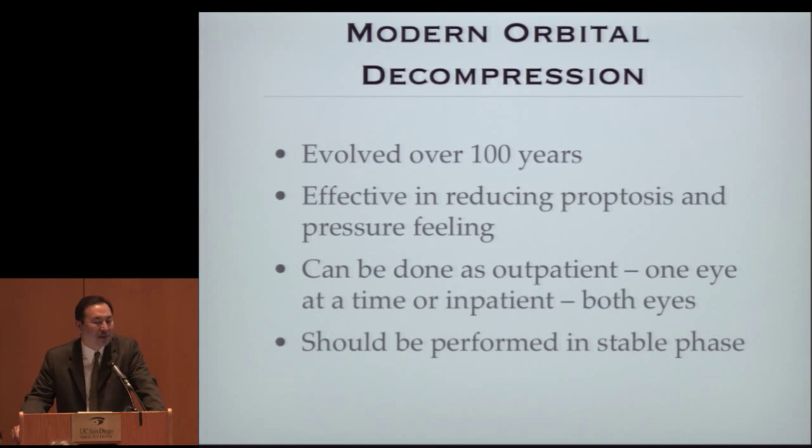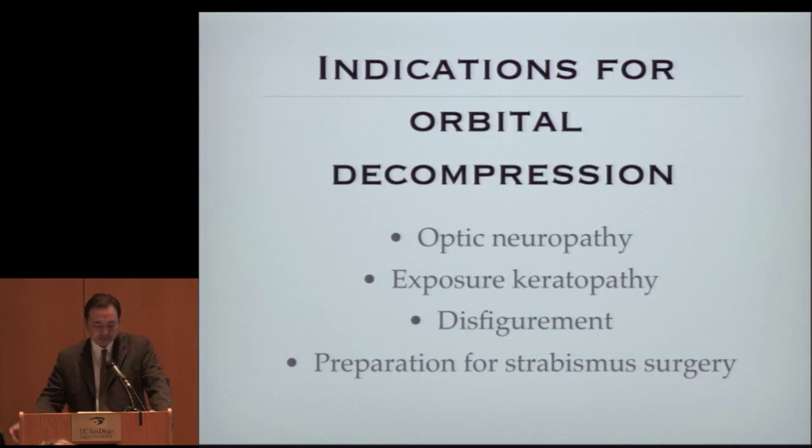We don't want to operate on patients while they're still changing. We may modify and do it earlier if we have to in patients that are losing vision, but for most of the time this is done after the disease has run its course. What are the indications? Well, the main indication could be someone that's losing vision. As Dr. Korn showed, if the colors start to get washed out, they don't respond to medical therapy, we will consider performing this operation for that.